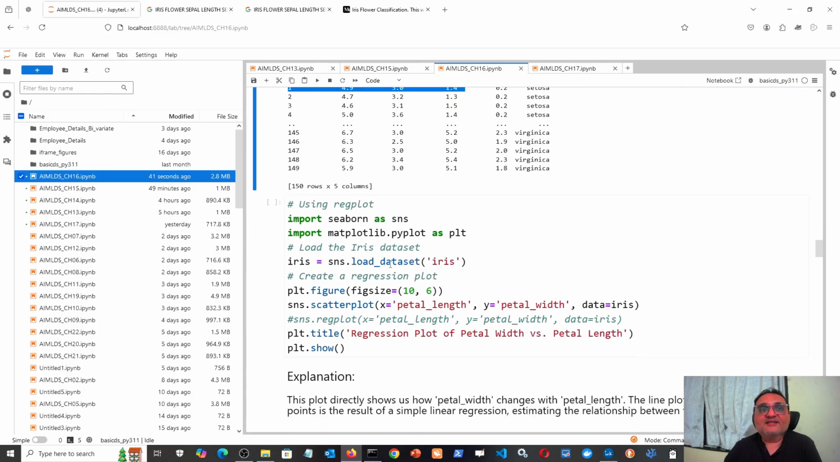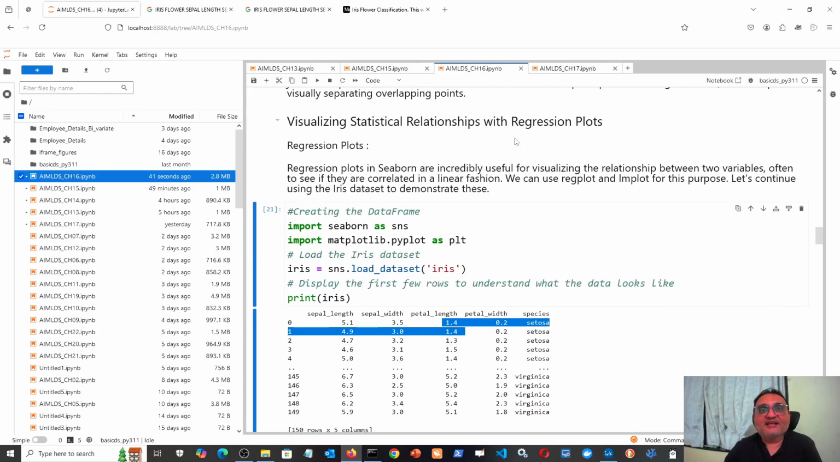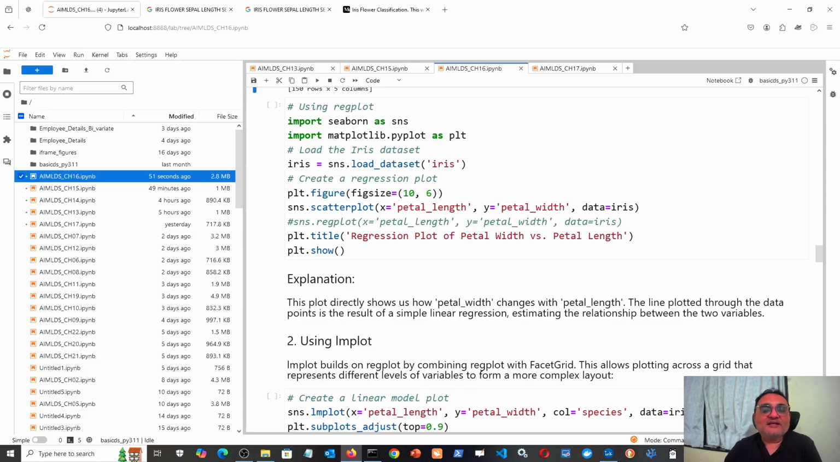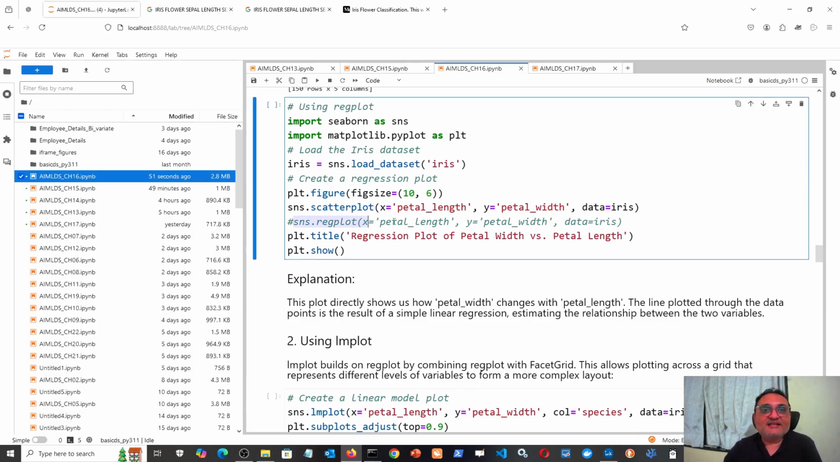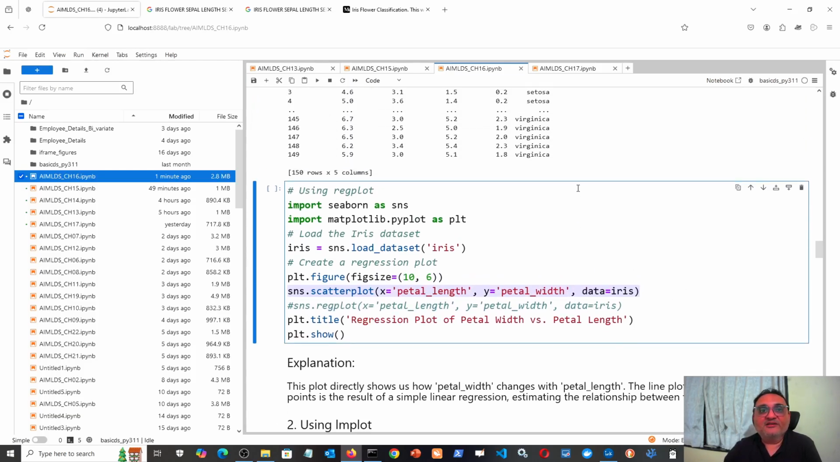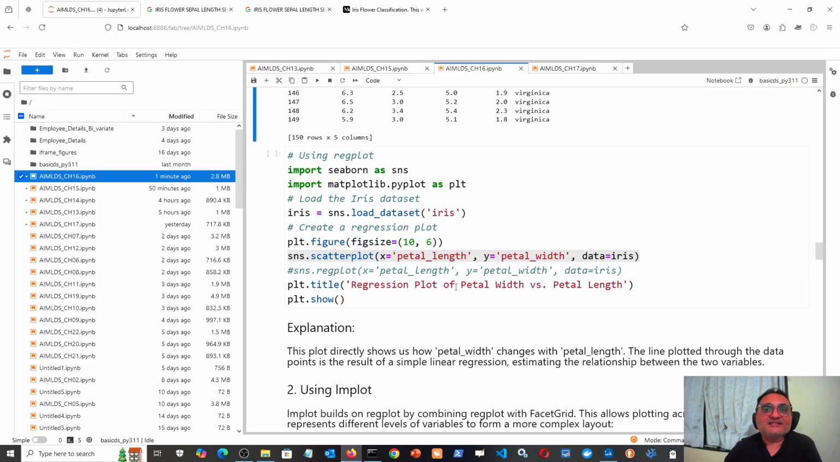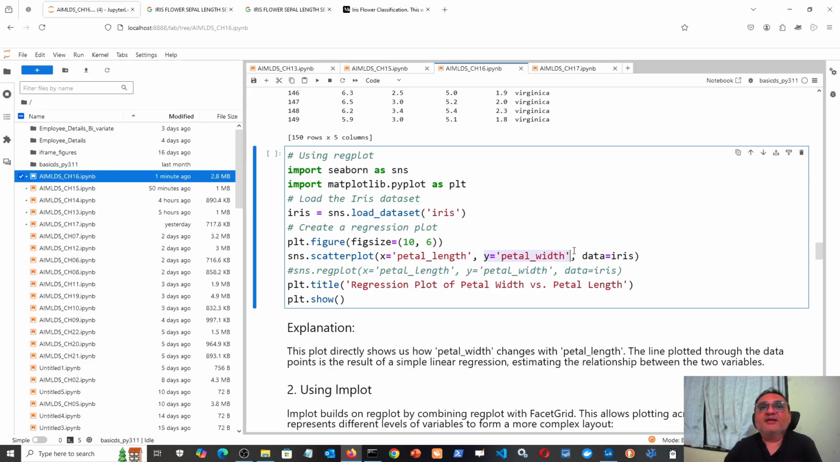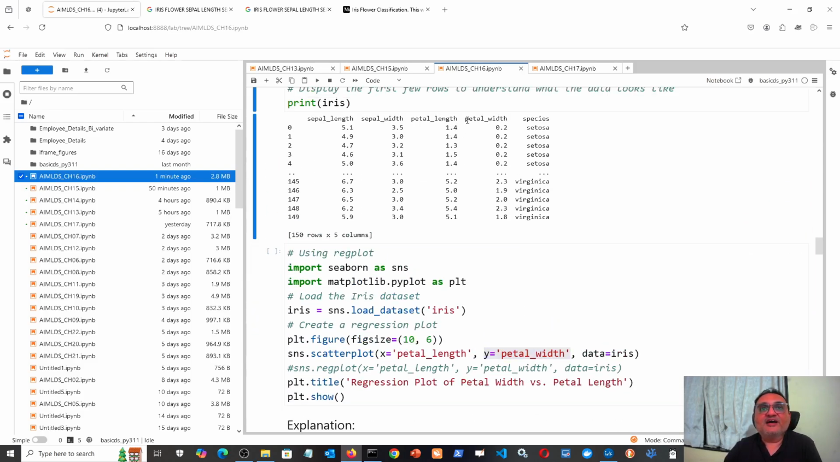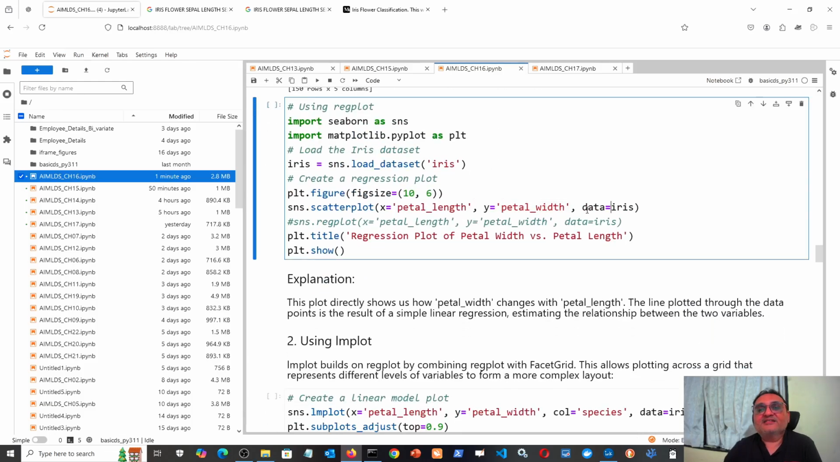Now we want to talk about reg plot, that is regression plot. In the code example you will find this directly as sns.regplot. But to make the discussion clear, I have commented out that regplot line. I am first plotting our well-known scatter plot, and for the x variable I am taking petal length, which goes on the x-axis, and for the y variable petal width, which goes on the y-axis, and data is equal to iris.